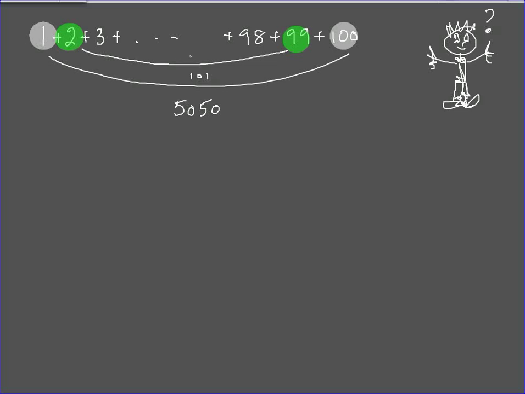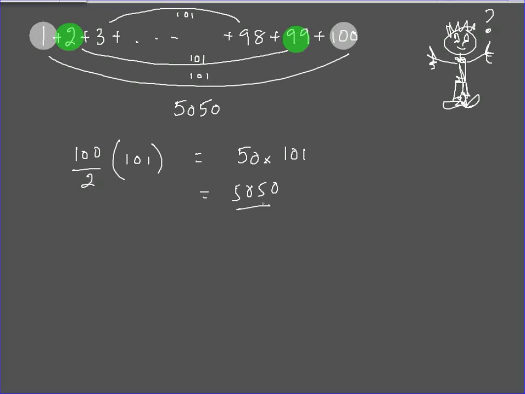He looked at those two and he saw 101, and then he looked at those two, and what did he see? He saw 101, and he saw he could make a lot of pairs. 100 numbers, 50 pairs, and each pair seems to come to a total of 101. So 50 pairs, 101 is a total, 5050.